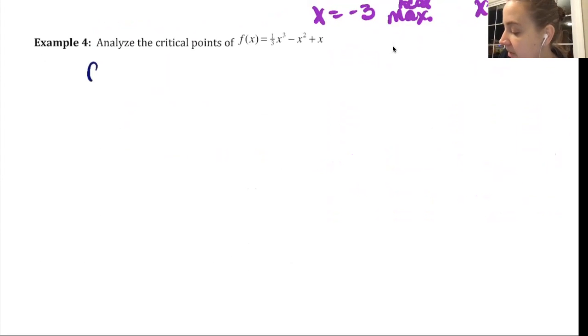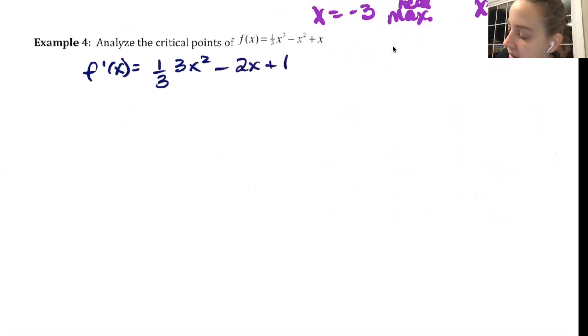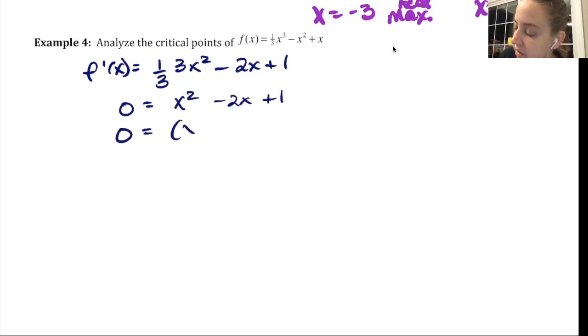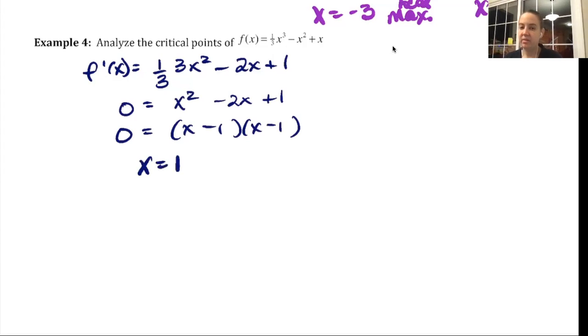So f prime of x is 1/3 times 3x squared minus 2x plus 1. Set this equal to 0 for a critical point. My 1/3 and my 3 cancel out. So x squared minus 2x plus 1. Factoring is your friend. x minus 1, x minus 1. So x is equal to 1. Now, you might have a little red flag going off. Hey, you have the same answer twice. This is that double root situation I was talking about a moment ago.